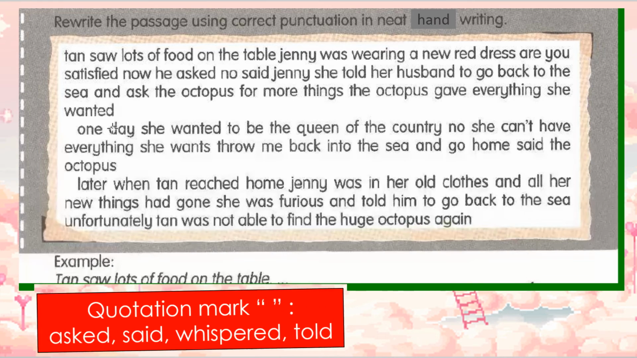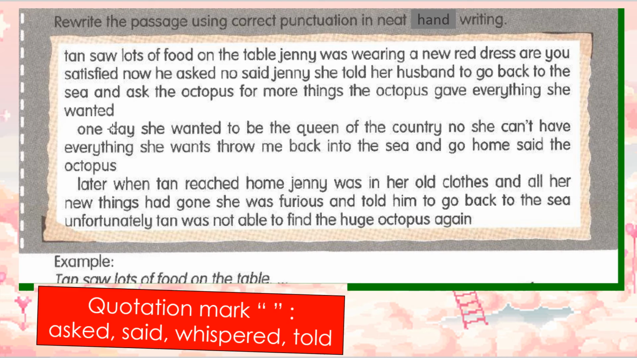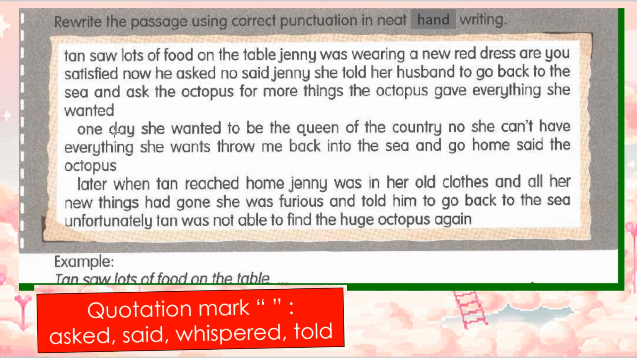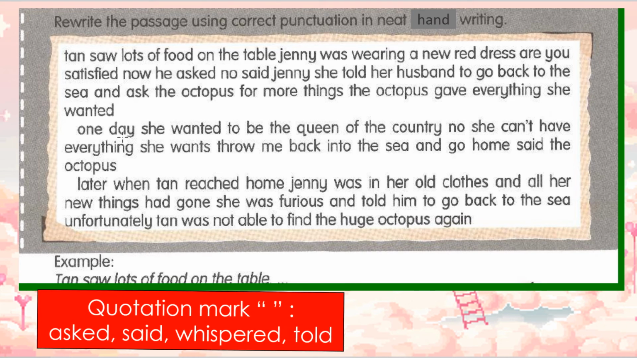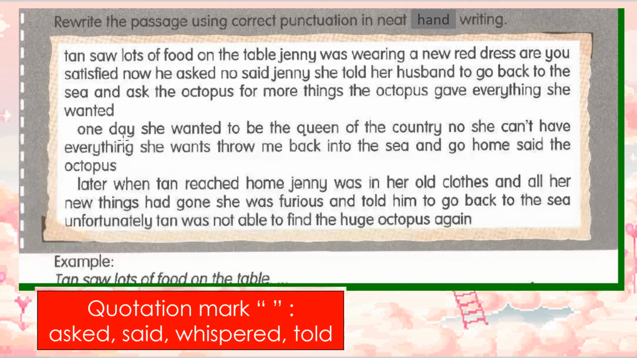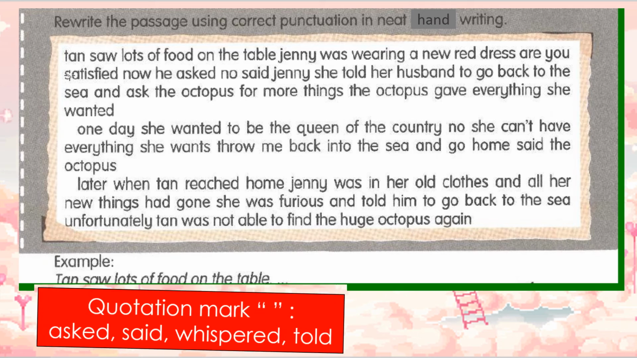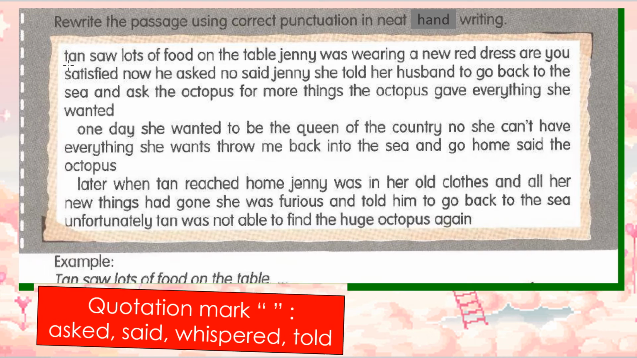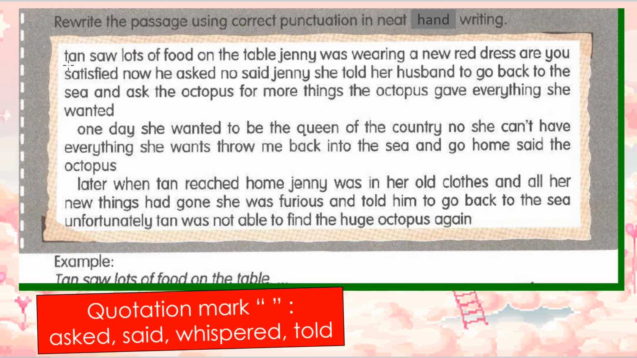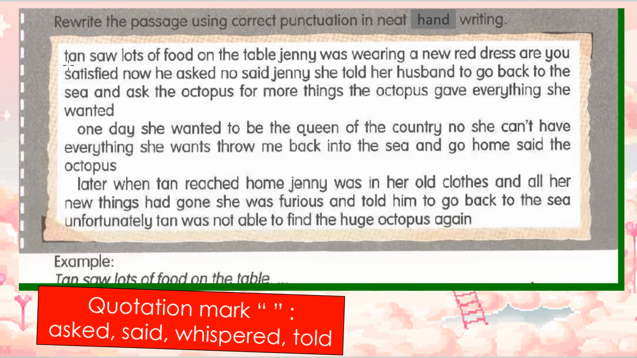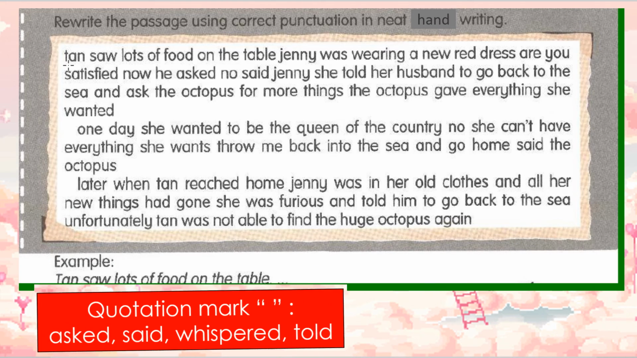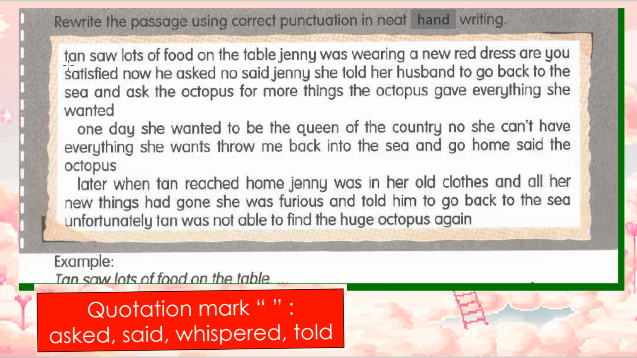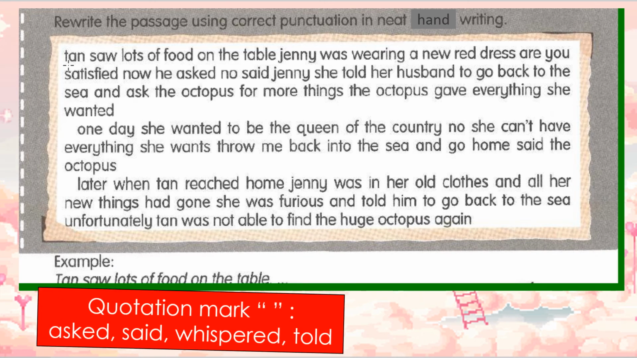And if you see the words asked, talked, whispered, and so on, it means it should be in quotation marks. Okay, so let's read. So when I read, you need to pause between the lines so that you can copy in your E3 in a correct paragraph. Okay, please be ready.